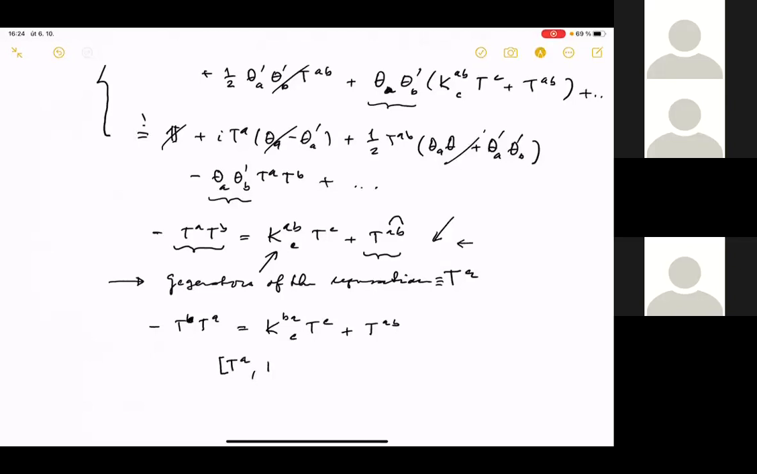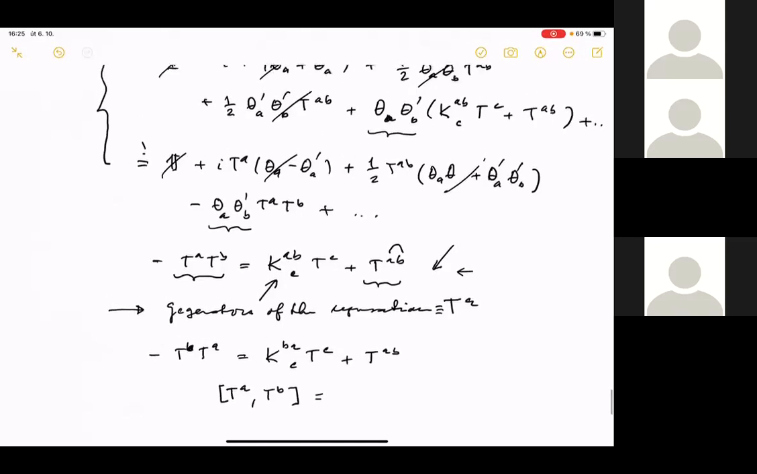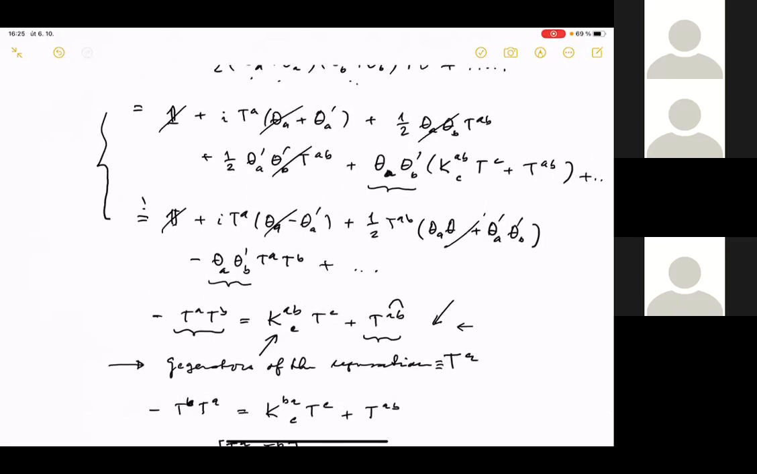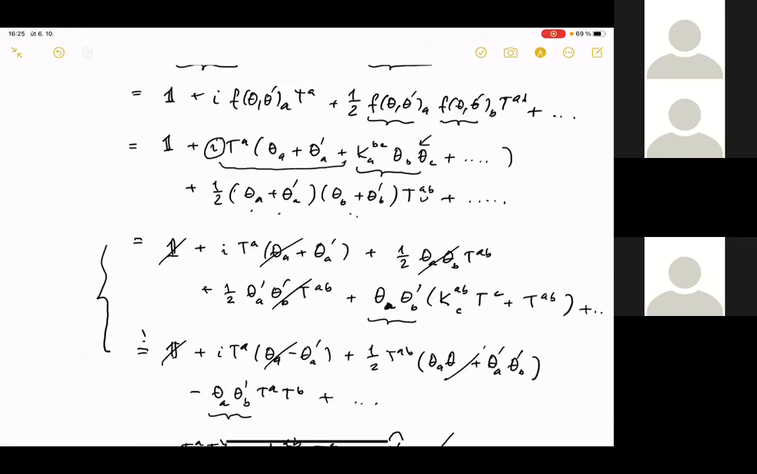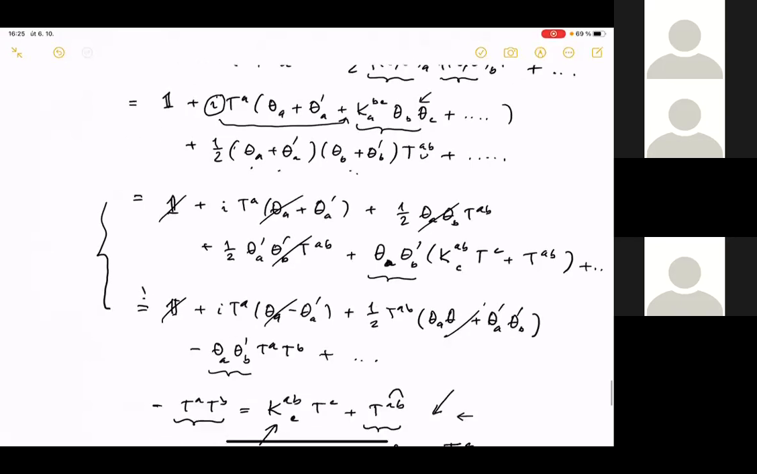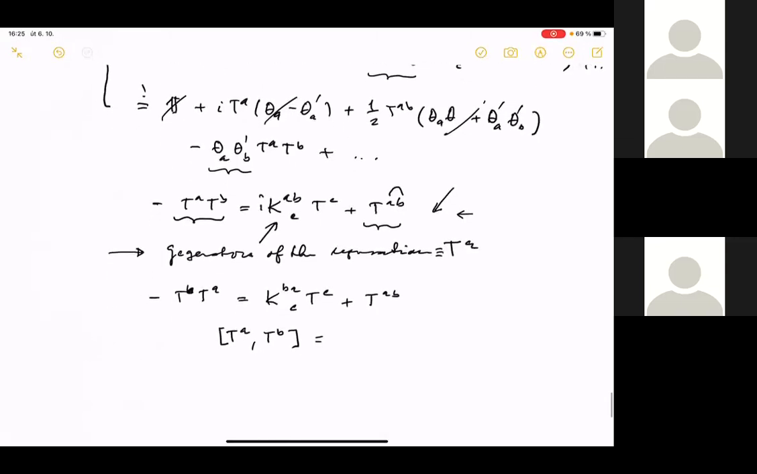The commutator of T_A and T_B, this commutator of these operators on the Hilbert space, is... I have missed some I here, I'm sorry. And this I should be at this K. So this must be multiplied by this I. So whenever we have I, we should write it here and also here. And we see that this can be written as I times (K_BA^C minus K_AB^C) times T_C.